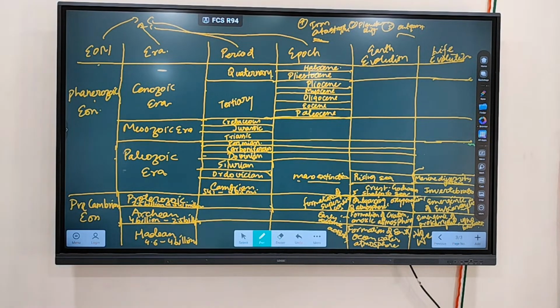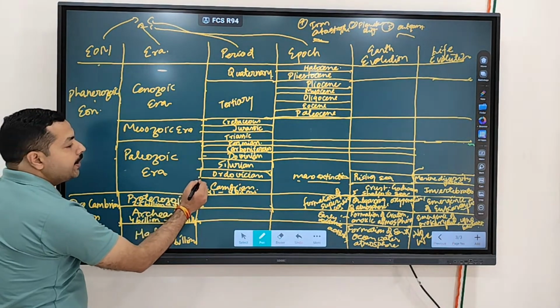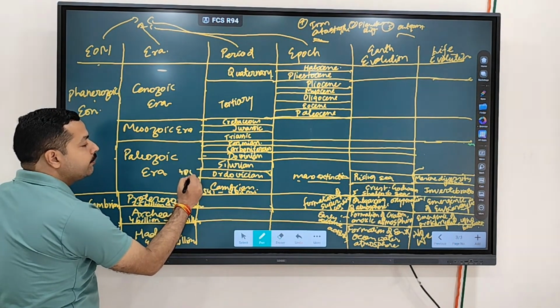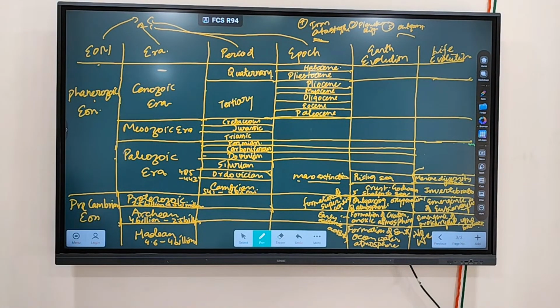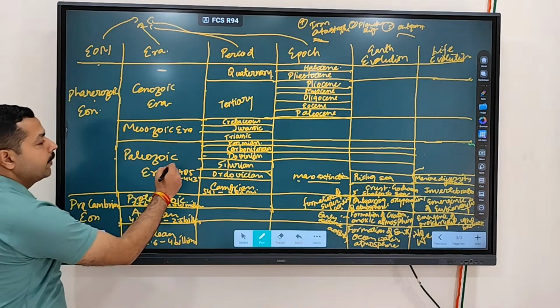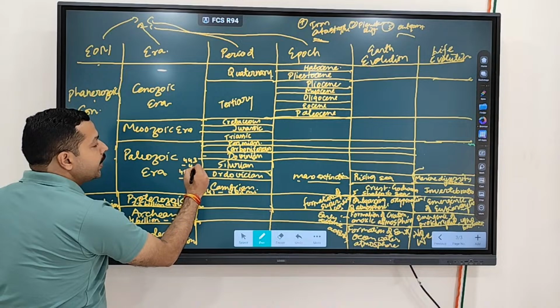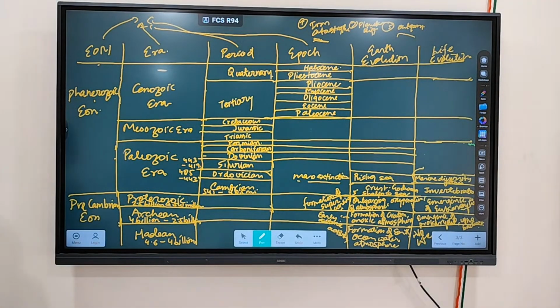So when to when is the Ordovician? From 485 till 443 million years ago, this period is referred to as the Ordovician period. Then Silurian, from 443 to what? From 443 to 419, this is the Silurian period.